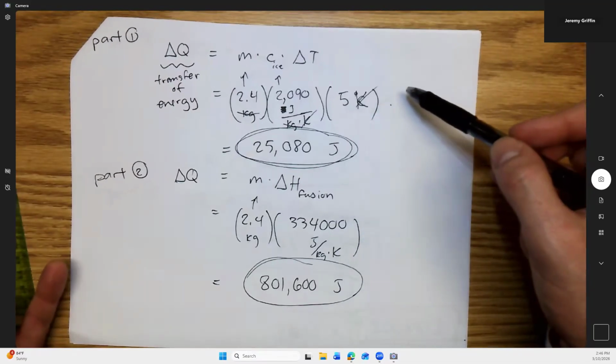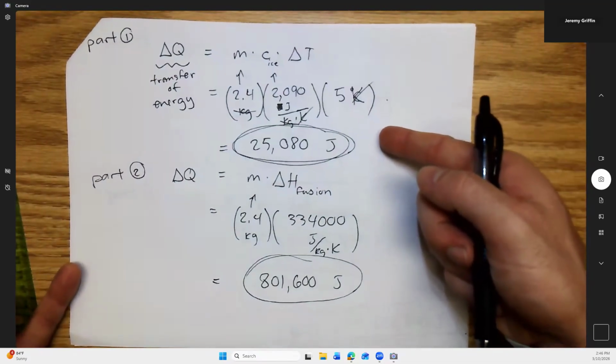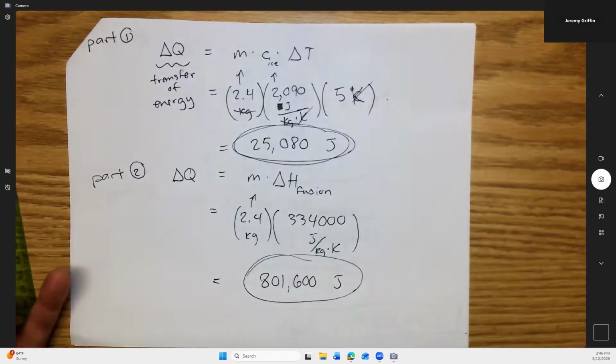Which is also a change of 5 Kelvin. It's a change, that's good. So some number of joules out of that. You guys get that? Some number of joules? Right, so I write that number down. That's the first of a four-part process.